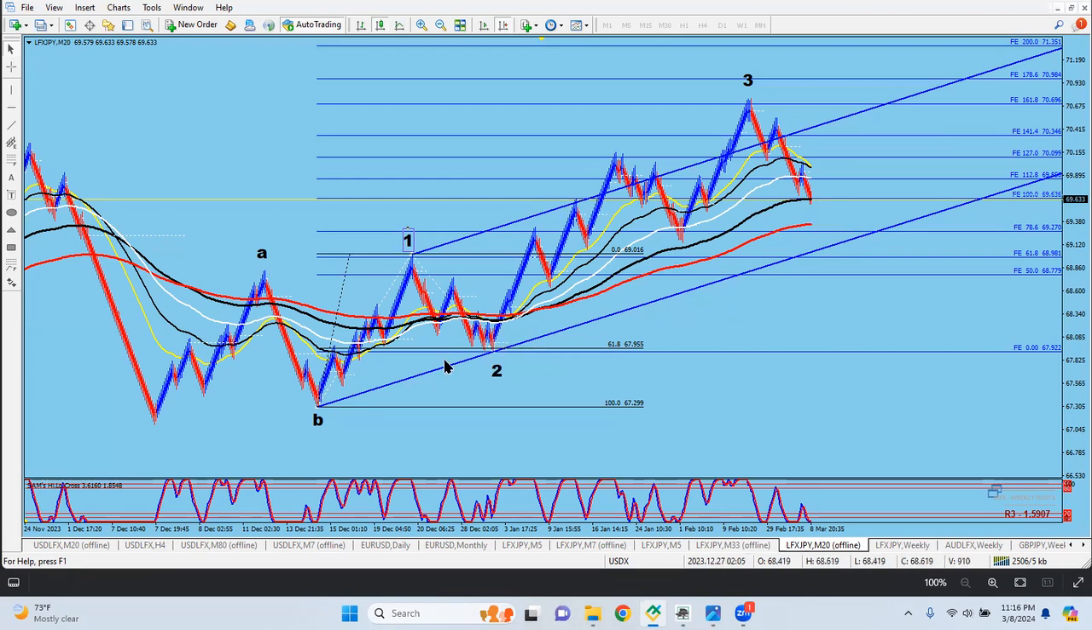So this is how we measure using these tools, and this is how we create the channel. We're going to create a new channel for wave 4 and wave 5 in the next video.